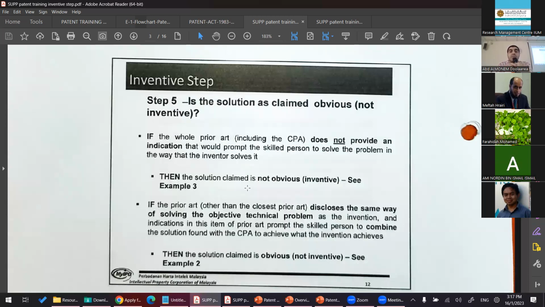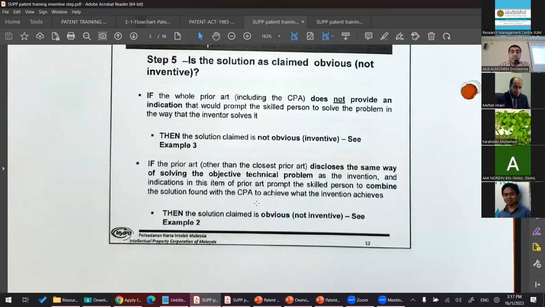Now step 5 is: is the solution as claimed obvious? If the whole prior art does not provide an indication that would prompt a skilled person to solve the problem, then the solution is not obvious, meaning inventive. I think as we discussed, if the prior art discloses the same way of solving the objective technical problem as the invention and gives an indication to combine the solution to achieve it, then the solution is obvious and not inventive.